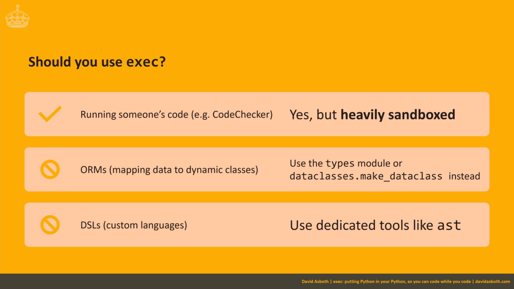So for mapping data to custom classes at runtime, you could use the types module, or you could use dataclasses' own make_dataclass. So there are ways to create dynamic types at runtime without resorting to a string that represents Python code and running that. And then for DSLs, there's a bunch of dedicated tools like abstract syntax trees and so on, where you can do it properly, and again, not just build up a string that represents Python code. There will always be better methods.